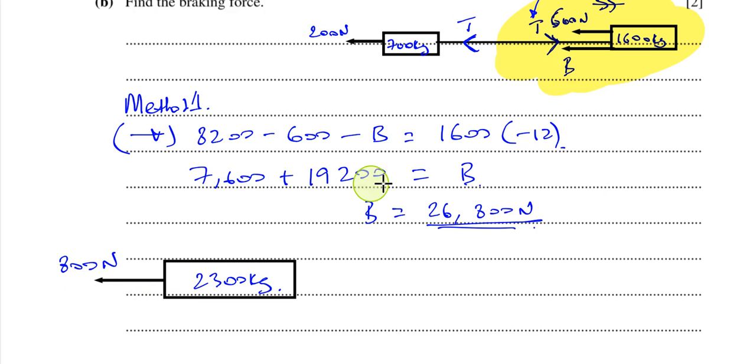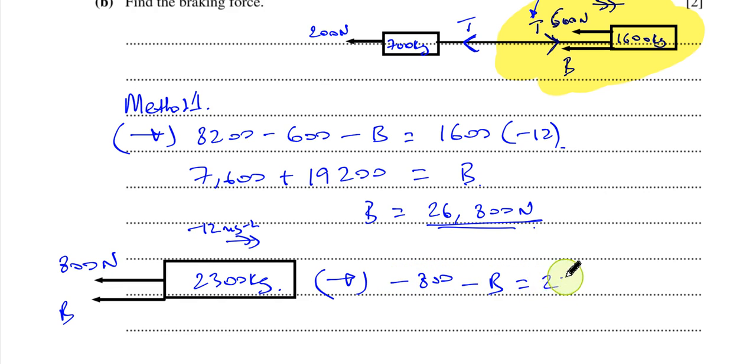Now, the thrust, when you take it as one whole system, you don't have to consider. That's inside the system. Between them, the thrust, we don't have to even think about it, but we do have the braking force, which is B, acting on the whole system because it's all moving together. So that braking force is what we don't know. The whole system is decelerating at minus 12 meters per second squared. So if we take this side as positive, the resultant force is negative 800 minus B, which equals the mass 2,300 times acceleration negative 12.